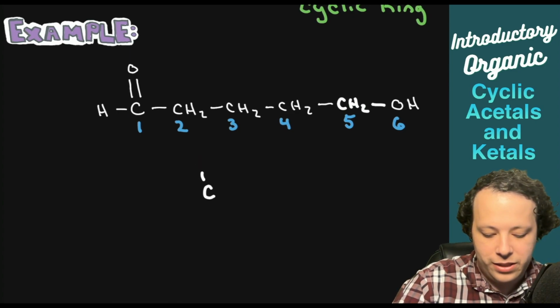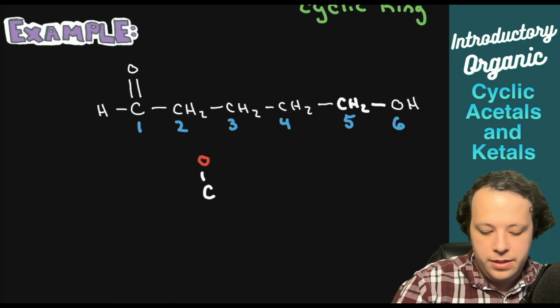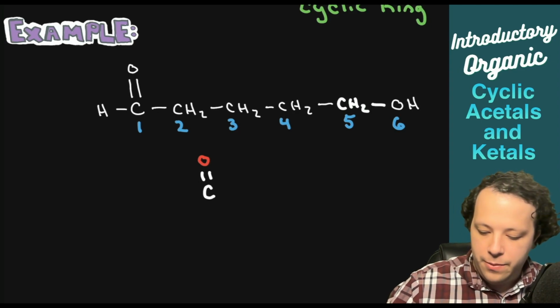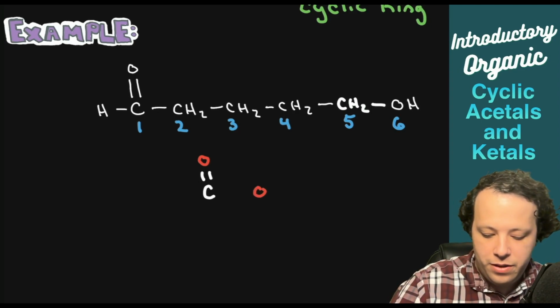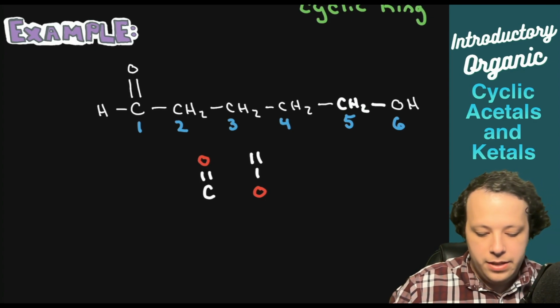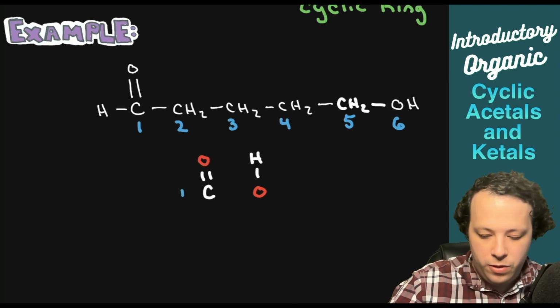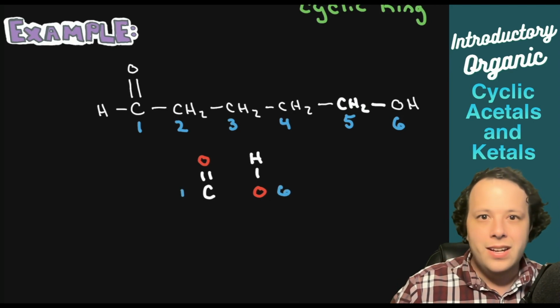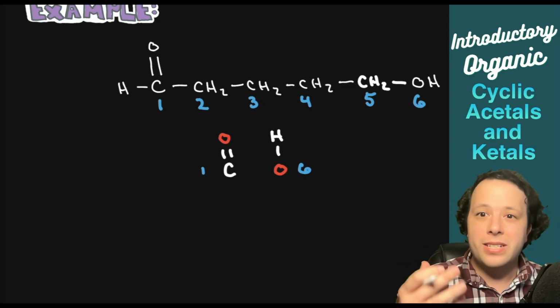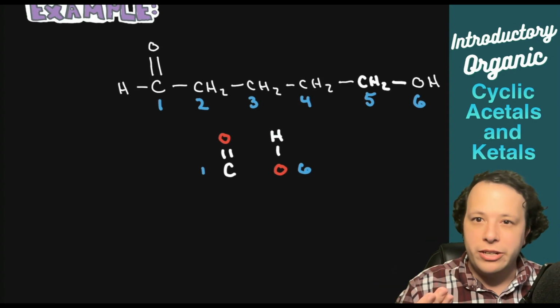And I'm going to try to color code these as we go. So we have CO, and we're going to line it up with OH from our two parts of our group. Now we are going to keep our numbering. So this was number 1, this was number 6. Now the whole idea here is, as we're cyclizing it, we want it to look like a ring structure.